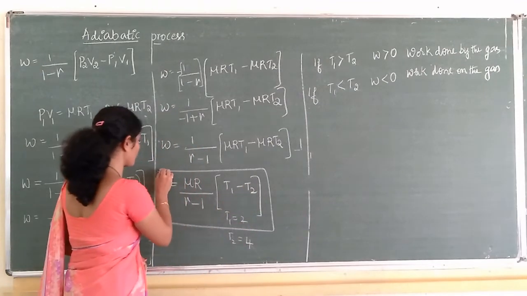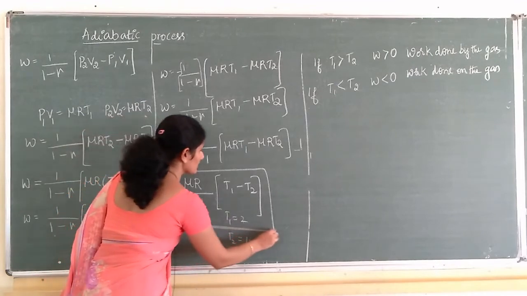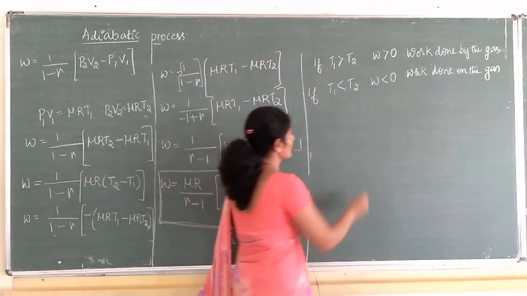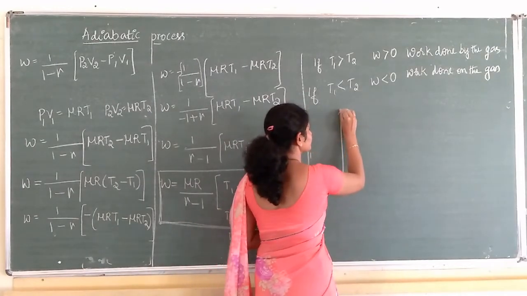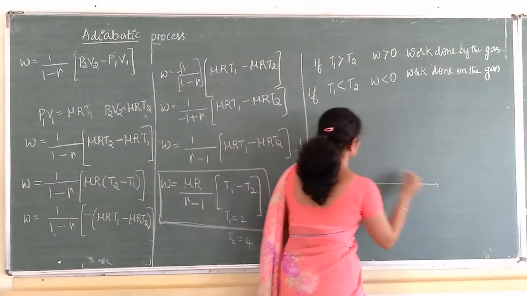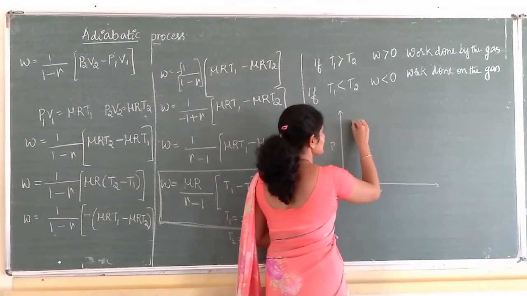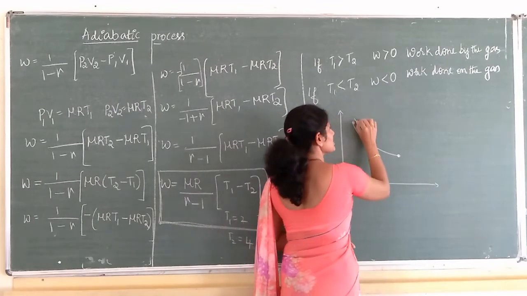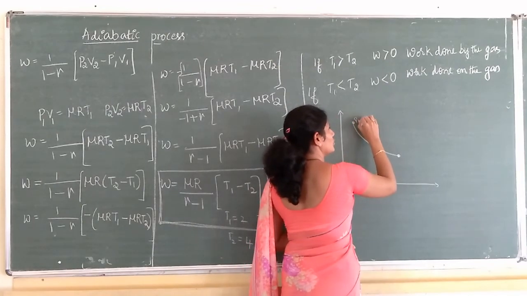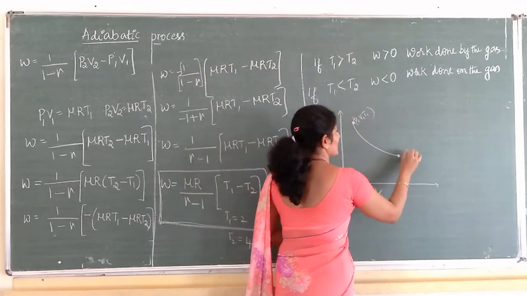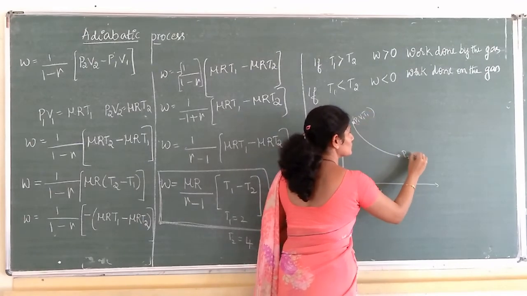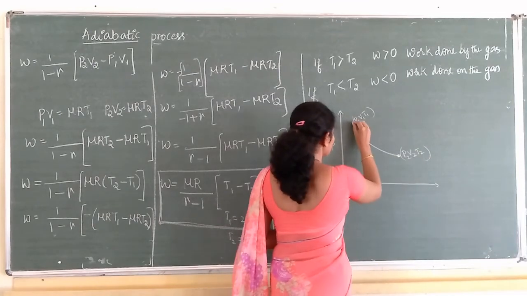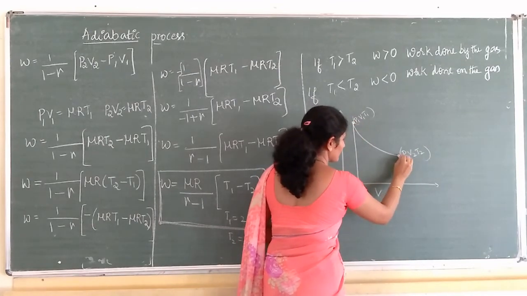So this is the expression for work done during adiabatic process. And the pressure versus volume graph is like this. This is for adiabatic process. Pressure changes, volume changes, temperature changes. So here also P1 to P2, V1 to V2, T1 to T2. So this is the graph.